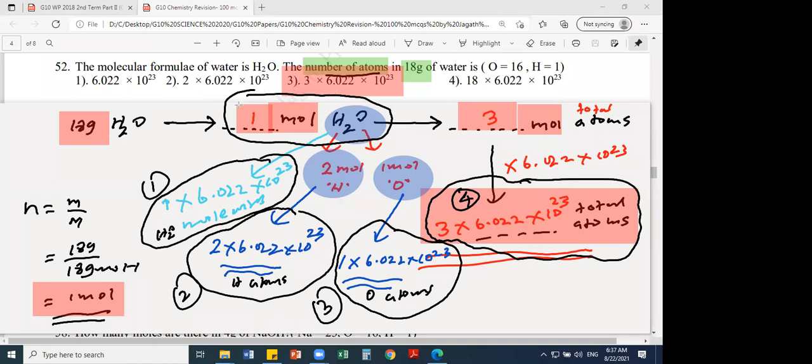They can give 1 mole of water and ask number of water molecules, number of hydrogen atoms, number of oxygen atoms, number of total atoms. That's it. So sometimes in the exam, they will give mole and ask this question. Some papers, to make this hard, there's one more additional step. They will give mass and ask this question. So you can't convert directly grams to atoms or grams to molecules. Directly you can't do it.